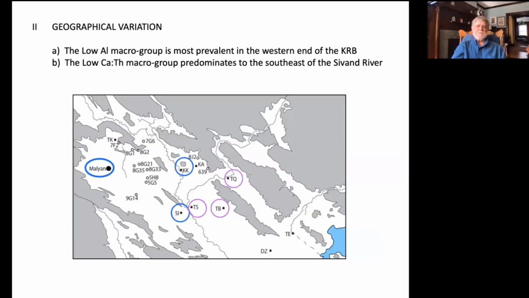In terms of geographical variation, low aluminum is found in the western end of the valley. Low calcium to thorium ratio is found in the eastern side of the valley. These differences probably have to do with geological differences across the valley, and I assume that there is a clinal variation here with clays of different content being found in the western side of the valley versus what's found in the eastern side of the valley.